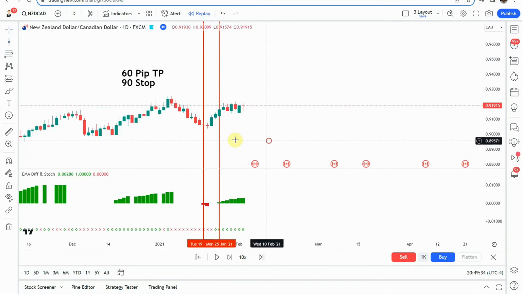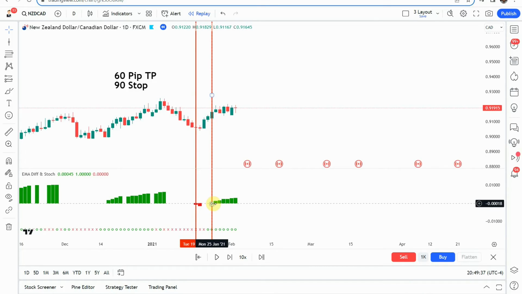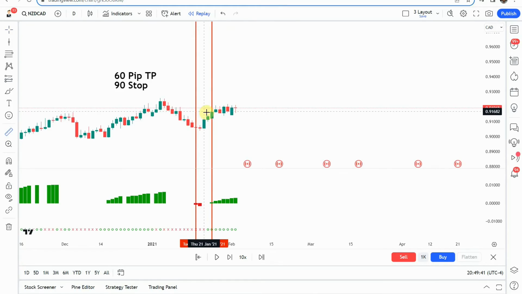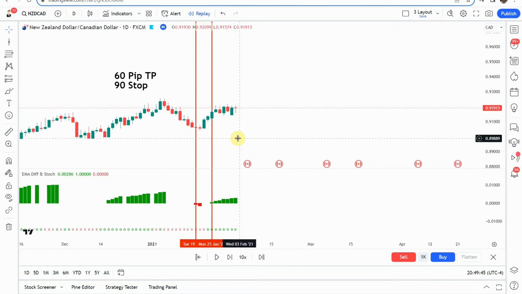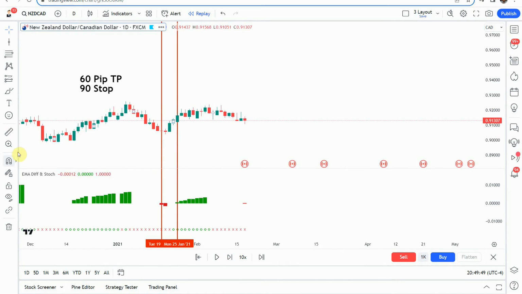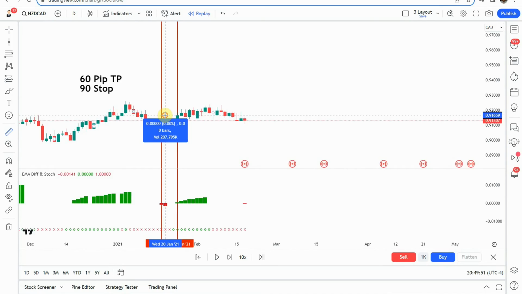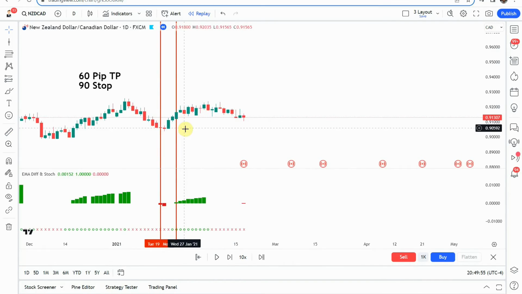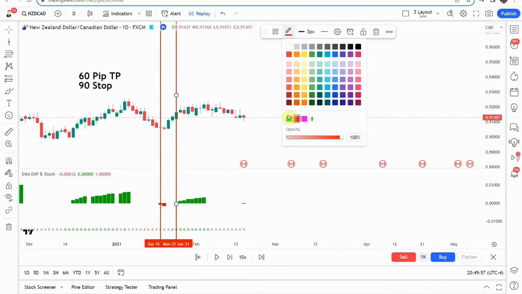We do pick up a long signal right here as we get that green bar and the green 0 right there. Looks like we make a decent little push to the upside. Not quite enough to get us to our take profit. Let's see if we got there. Yep, we barely got to our take profit right here on this one.